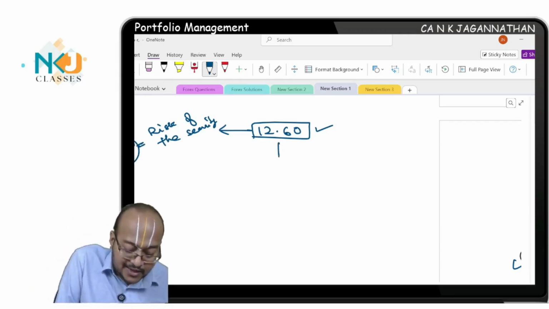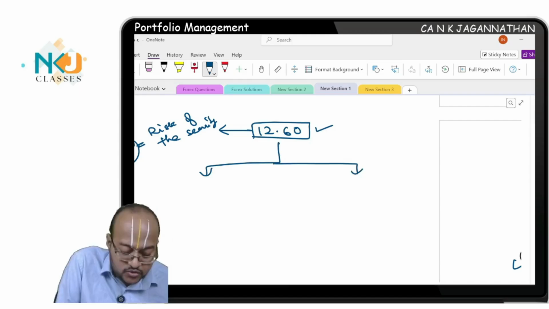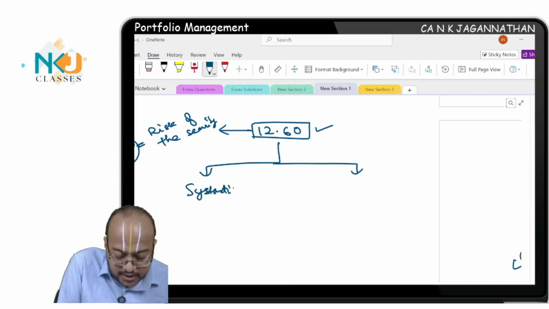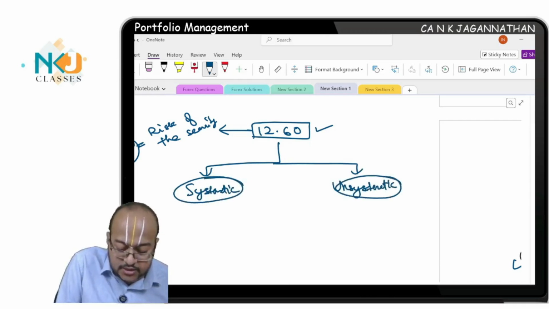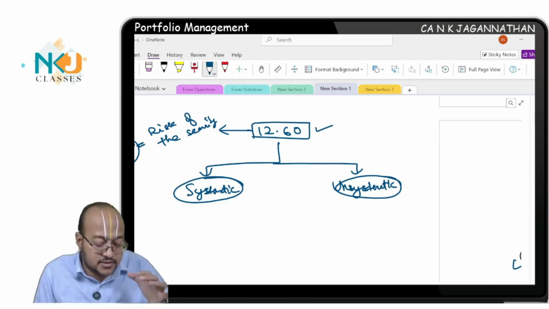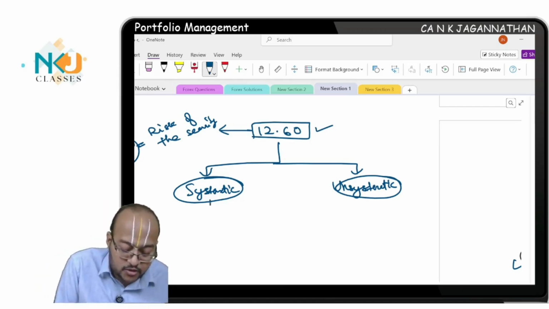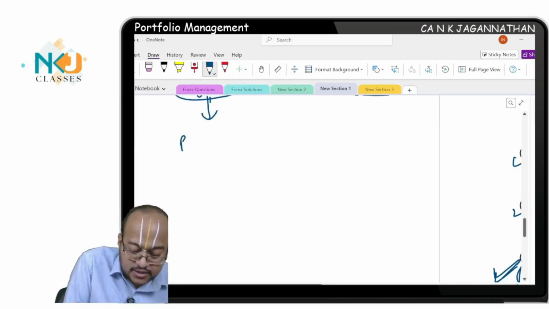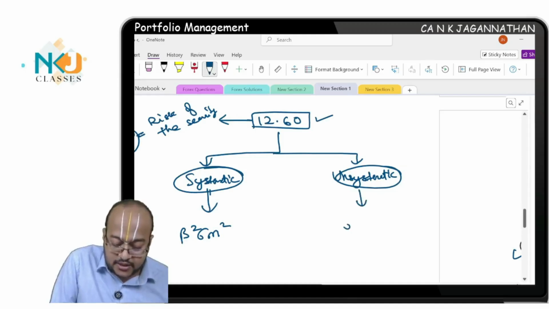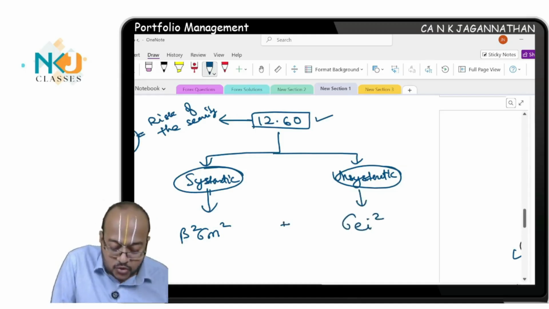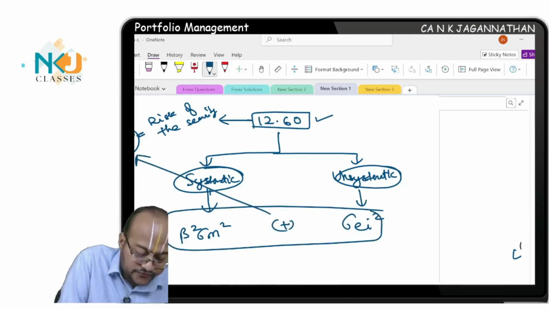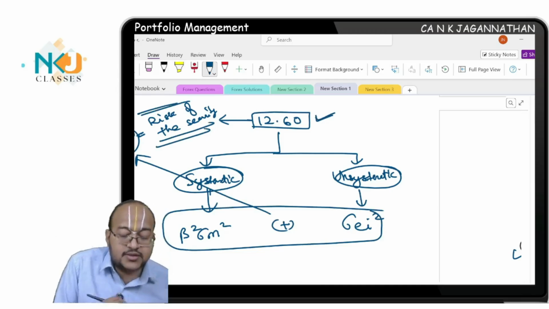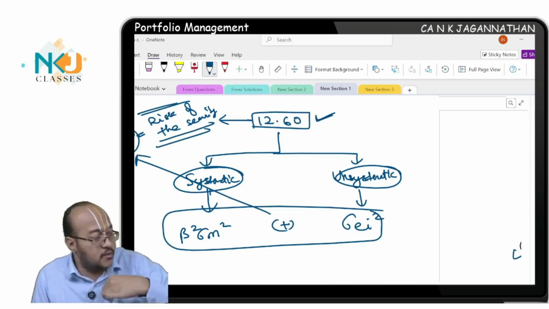Now, this we need to quantify and divide into systematic and unsystematic. Agreed? I told you the formula to be used for systematic risk, which is nothing but beta square sigma m square. The unsystematic is sigma EI square. If you total these, it should tally with the risk of the individual security, which is 12.6. Are you all understanding? Now shall we compute and show?